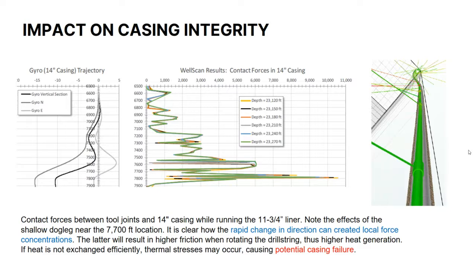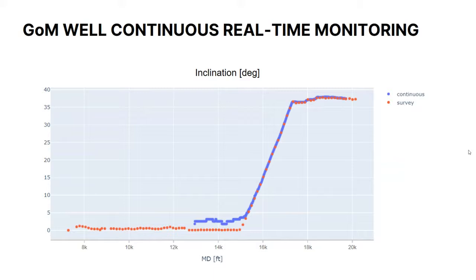point. So if you have a high side force, meaning at the contact point between drill string and casing, and you are rotating the pipe, you are potentially creating so much heat that, again, you may cause thermal stresses on the casing. And if you do not exchange that heat efficiently, you will generate thermal stresses, potential cracks of the casing, and casing failure, or basically you will damage the casing integrity.